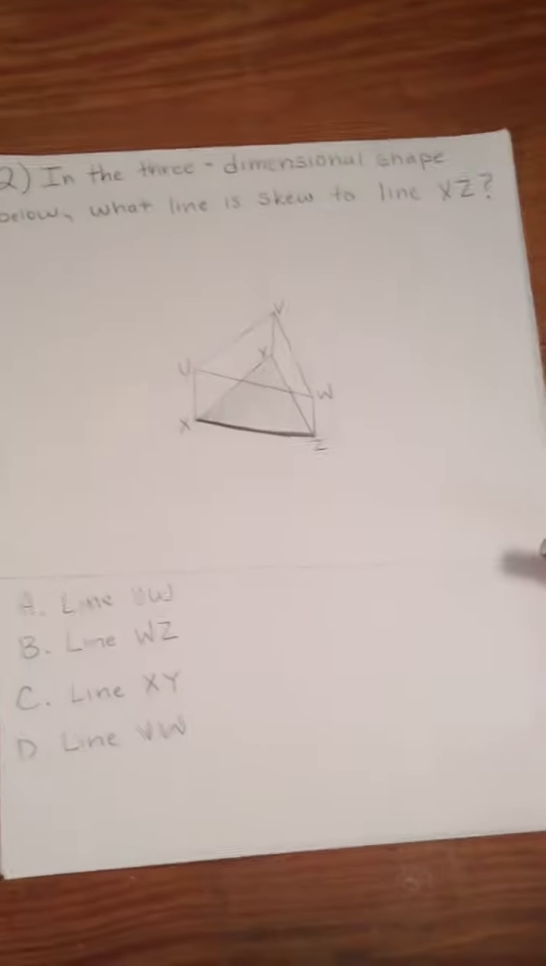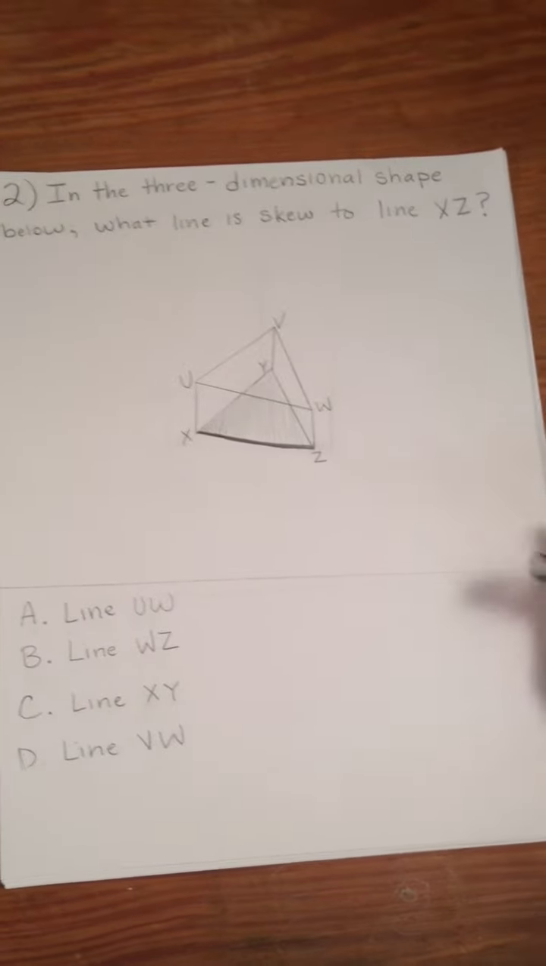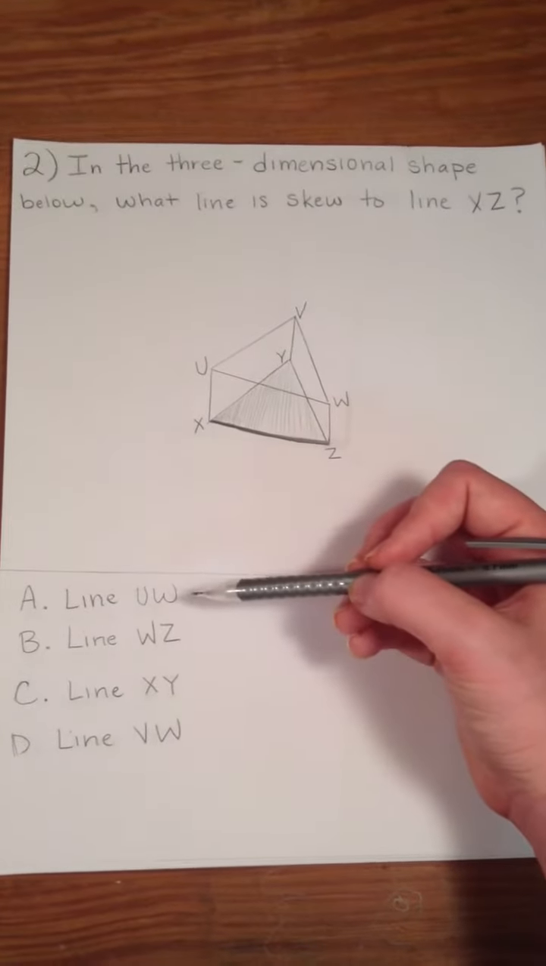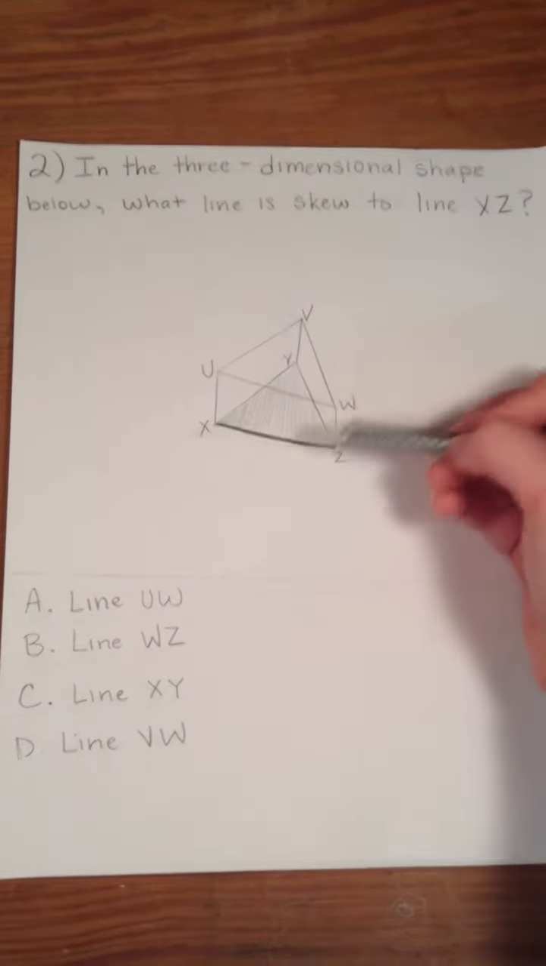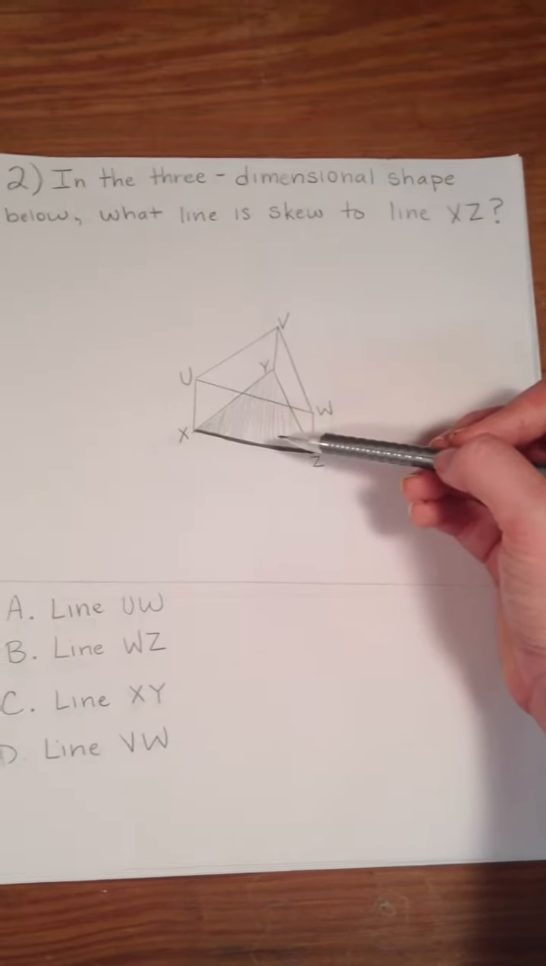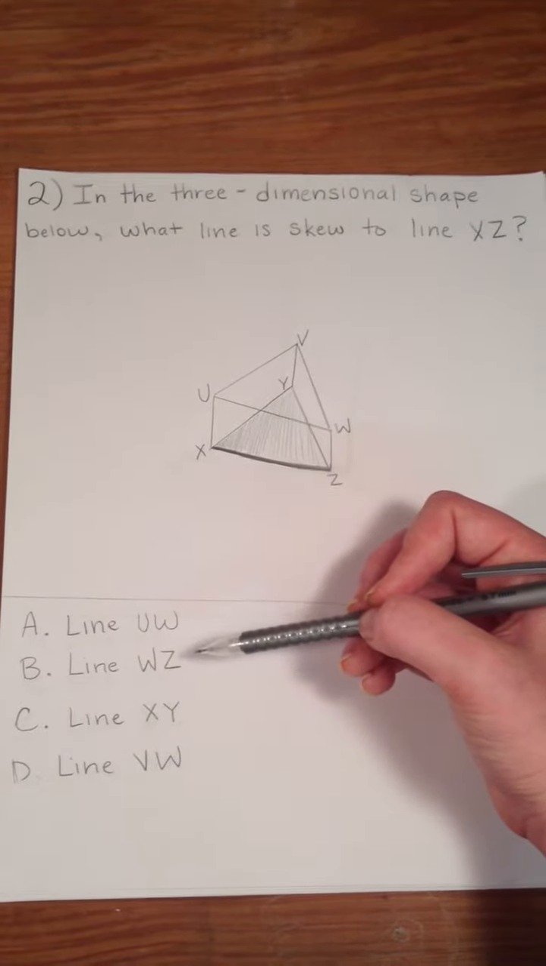Number 2. In the three-dimensional shape below, what line is skew to line XZ? So we'll see XZ down here. Our first choice is line UW. We'll see that UW isn't touching XZ, but it's going in the same direction, so that means that they're parallel, not skew. Choice B is line WZ.